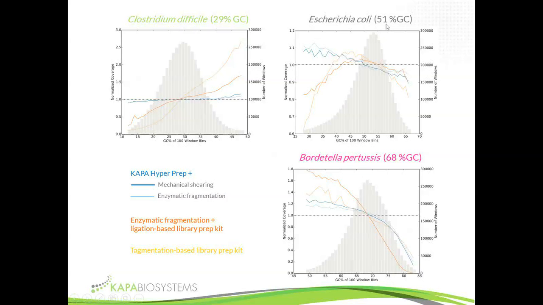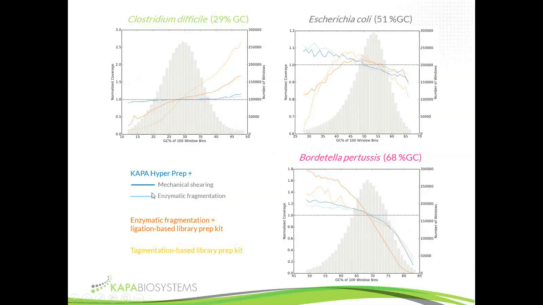So if you look at the axis at the bottom, the GC percentage is not always the same. It's going to go from 10 to 50 for the AT-rich organism, 25 to 70 for the more balanced organism, and then 45 to 85 for the GC-rich organism. And then what we've done is made libraries with different types of library construction strategies, representing the things that we just discussed. And so the two blue lines are using the Kapa HyperPrep kit. So this is our streamlined, ligation-based library preparation kit, either in combination with mechanical shearing, which is Kapa shearing, or enzymatic fragmentation, the new reagent that we've just launched. And so those are the blue lines.